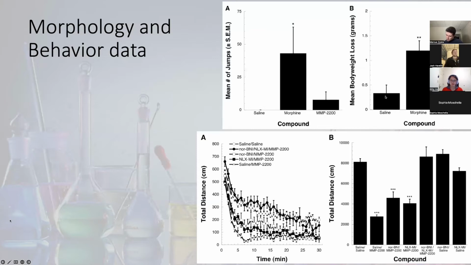And I guess you could correlate this to morphology. When we send our mice through withdrawal, they typically urinate and defecate quite a bit. So we also measure mean body weight loss, right? The animals that were treated with saline might lose roughly 0.3 grams. The animals treated with morphine, so again, they're physically dependent on opioids, when we send them through withdrawal, they lose 1.2 grams of body weight.